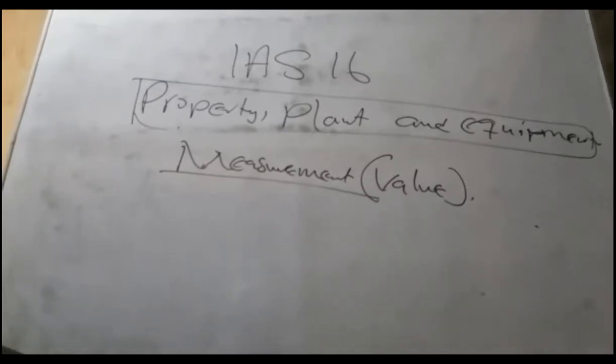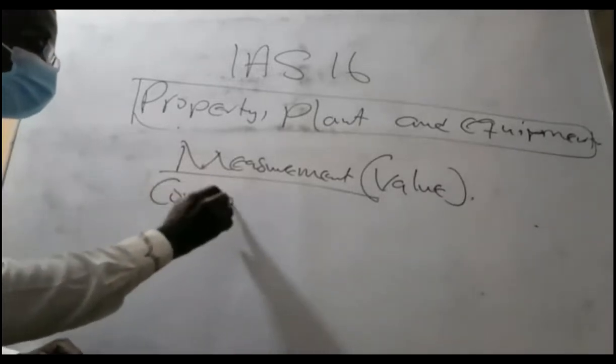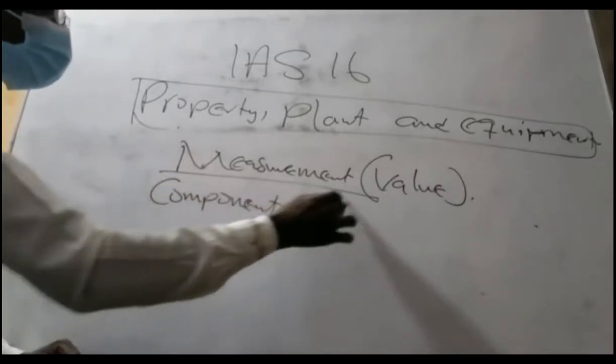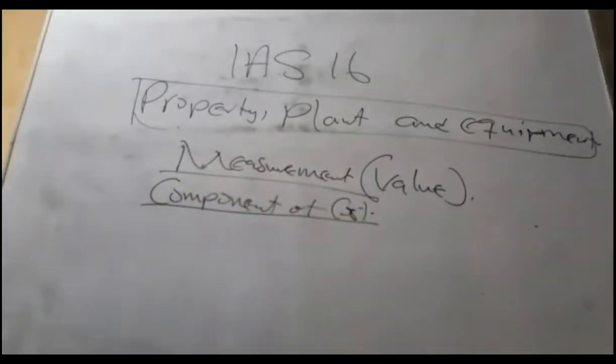Good. So you have what you call component of cost, or the composition, or we call it inclusion. This cost, when you incur it, please add it to the cost of the PPE. Good. So we call it component of what? Cost.